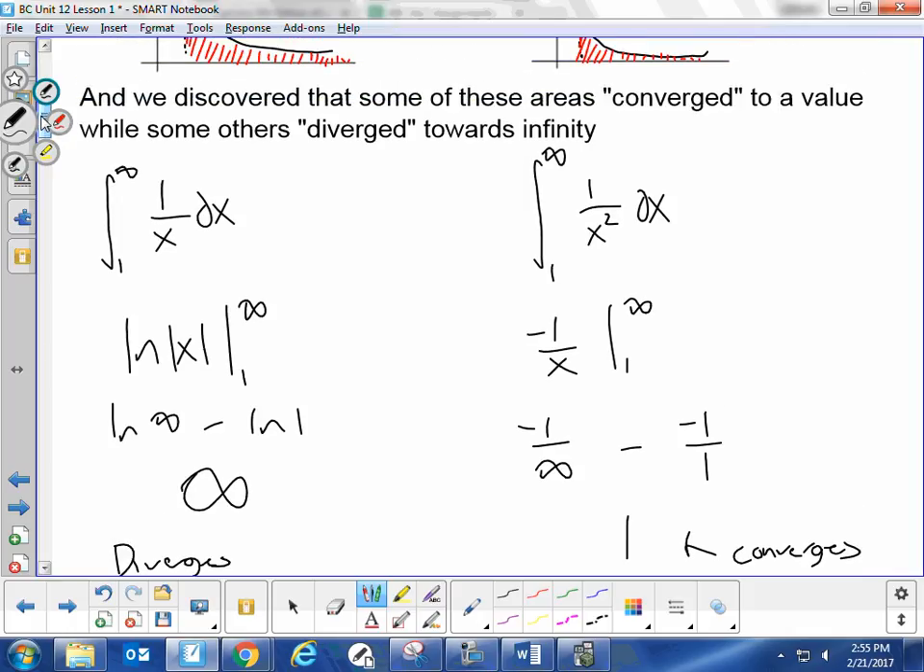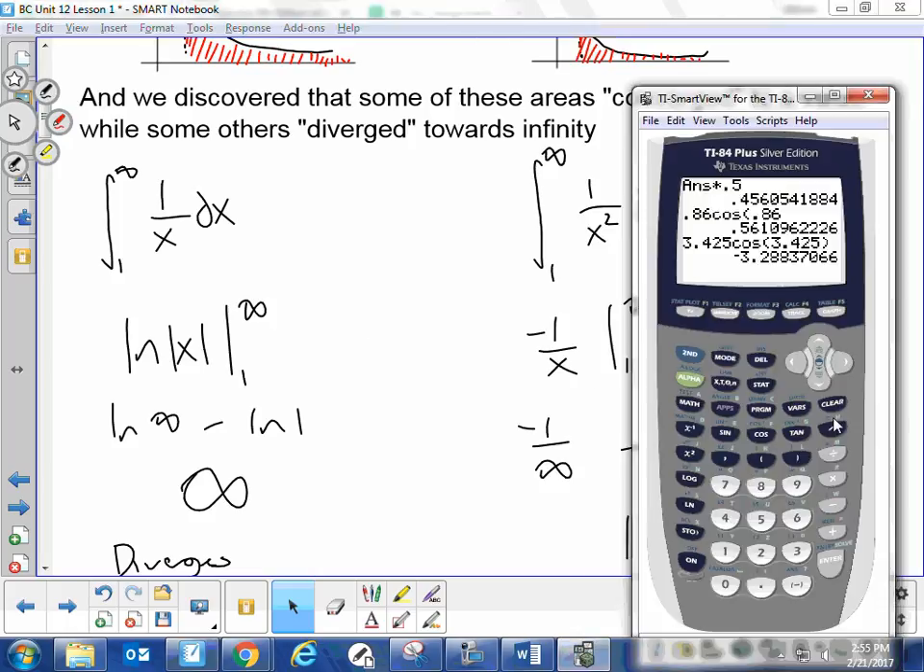I really liked what we did when we plugged this into our calculator. We math 9'd it. Let's go from 1 to, I think we went to 5,000. I'm going to go to 50,000. Might be too large. Of 1 over x. We see a value is larger than the value that we looked at the last time we did. And then if I did 1 to 50,000 of 1 over x squared, we end up seeing a number that's going to be very, very close to 1.